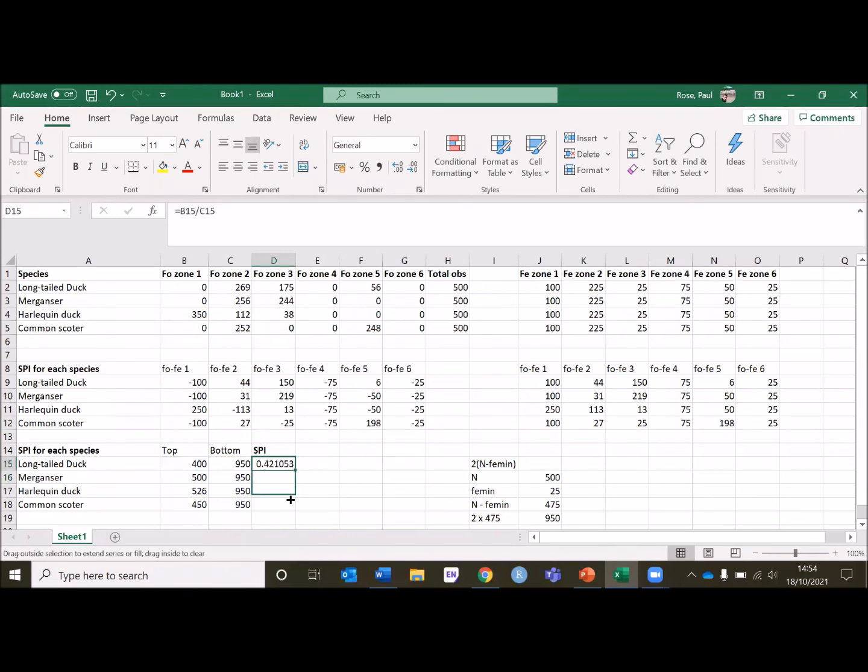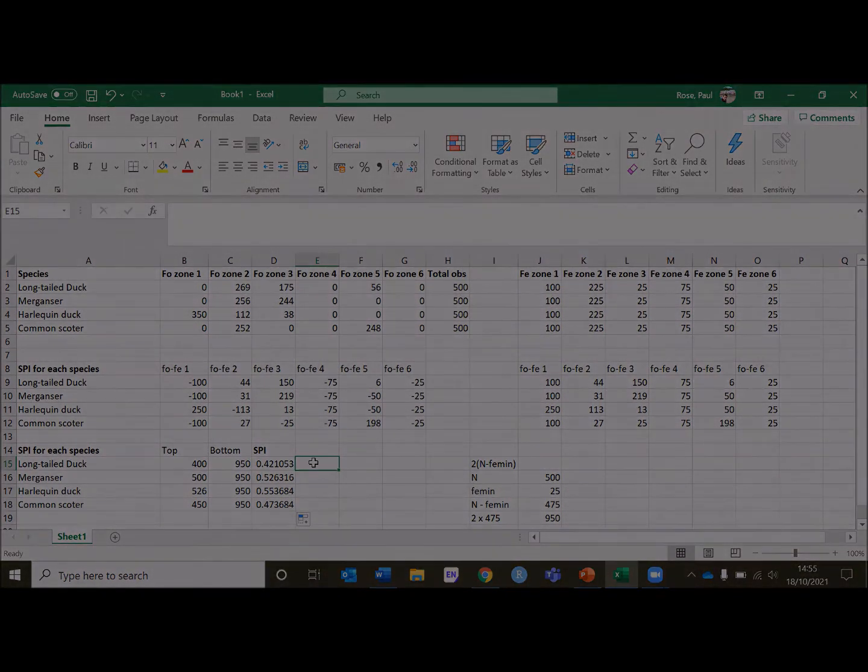And what do we have here? An SPI of 0.42 for the long-tailed duck, an SPI of 0.52 for the merganser, an SPI of 0.55 for the harlequin duck, and an SPI of 0.47 for the common scoter. This is really useful because it allows us to compare individuals in the same environment to see why there might be bias according to how they are using the space provided.